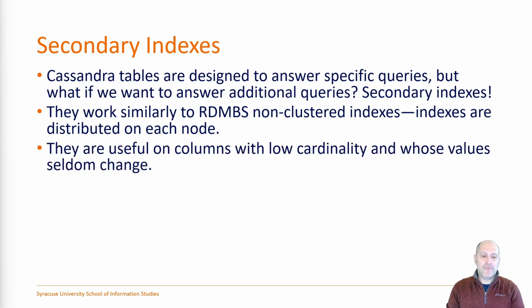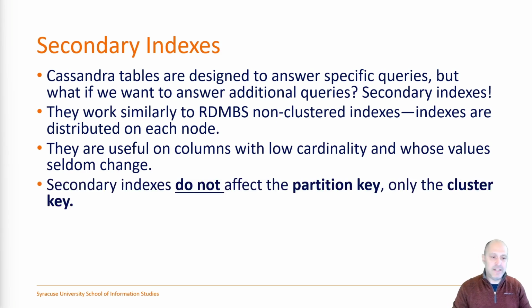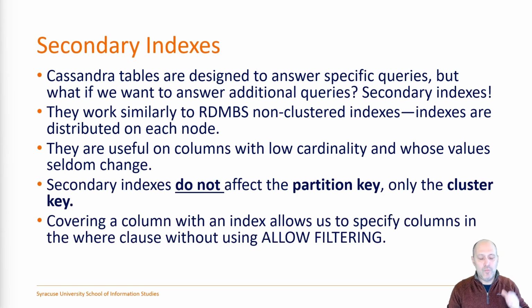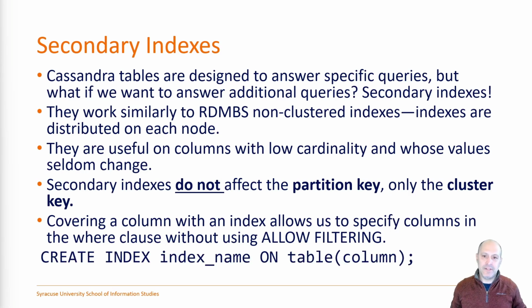This is incredibly useful for columns with low cardinality, whose values seldom change. Secondary indexes do not affect the partition key, only the cluster key. And by covering the column with the partition key and the secondary index, we can get around using allow filtering. And this works a lot like a relational index. You say create index, name of index, on table, and then you include the column or columns that you would like to be the index keys.